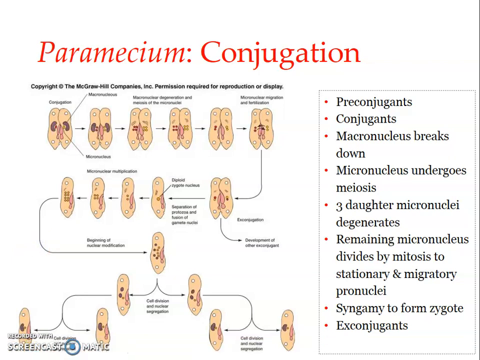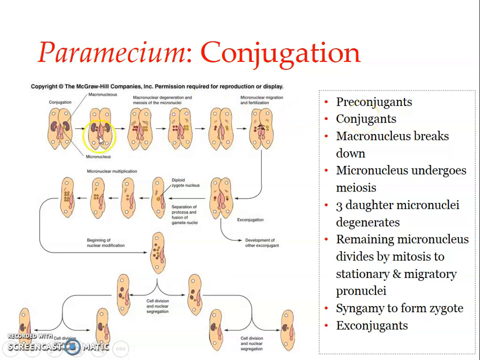Welcome back. We were discussing the conjugation process of Paramecium, and we saw that during conjugation, two individuals of two different mating types come together and join at the ventral surface, and a protoplasmic bridge is formed between the two. Once this protoplasmic bridge is formed, these two are referred to as conjugates.